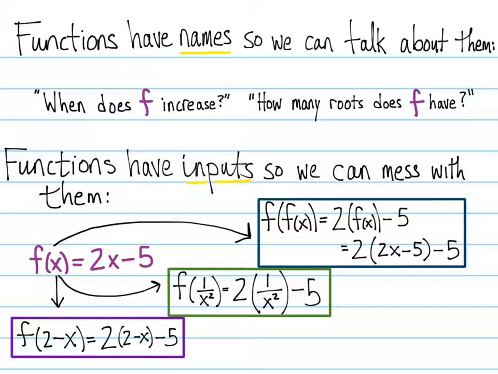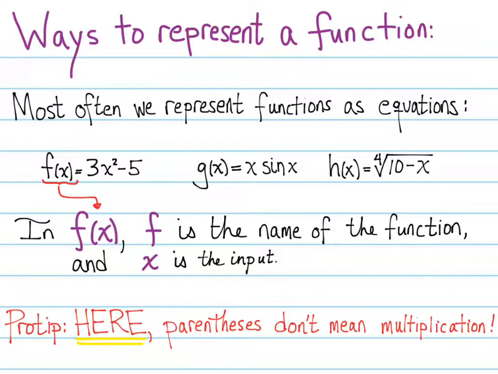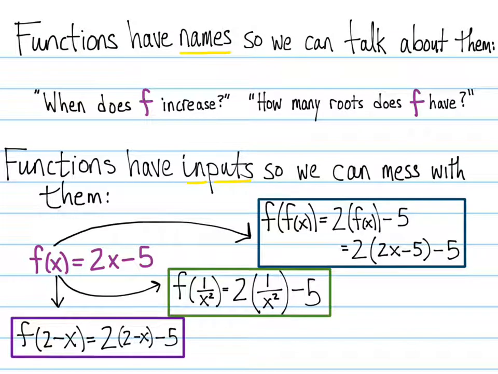The reason functions have inputs, one, is so we can plug in values. So back here in f of x equals 3x squared minus 5, maybe we want x to be the number 2. And so we write f of 2, and then we replace every x with 2. That's one way to do it. And the other reason, and we're going to do this a lot in calculus, is that instead of writing f of x, we want to write f of a bunch of stuff. F of 2 minus x, f of 1 over x squared, f of x. Oh my god. We can just plug anything in where x used to be, and something happens.